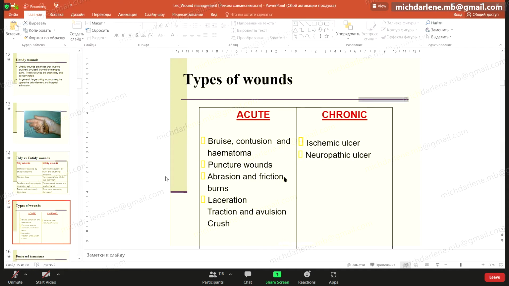And if you speak about the acute kinds of wounds, we can classify them depending on how deep the wound is. That's why we can check bruise, contusion, and hematoma. All of these are superficial kinds of wounds. Then puncture wounds, abrasion and friction wounds, laceration, traction, and avulsion crush. All of these depend on the depth of the wounds.